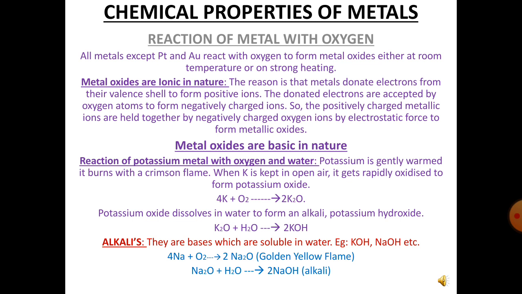K plus O2 gives K2O. This potassium oxide, when dissolved in water, forms potassium hydroxide. And potassium hydroxide is an alkali. So what are alkalis? Alkalis are those bases which are soluble in water. Examples: sodium hydroxide, potassium hydroxide.